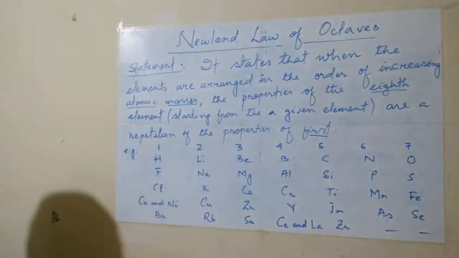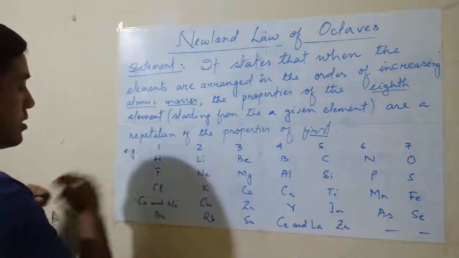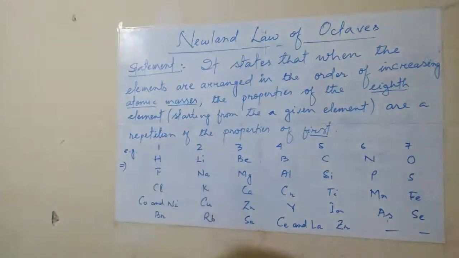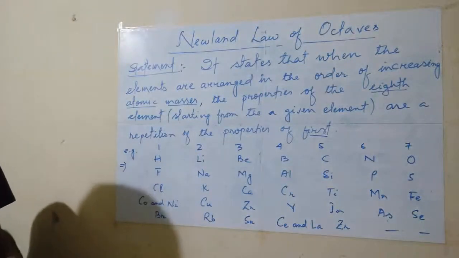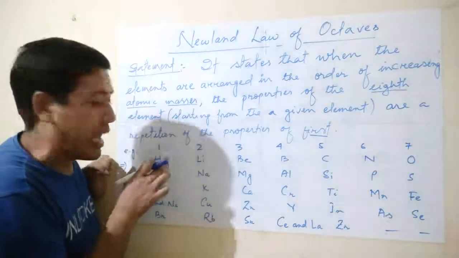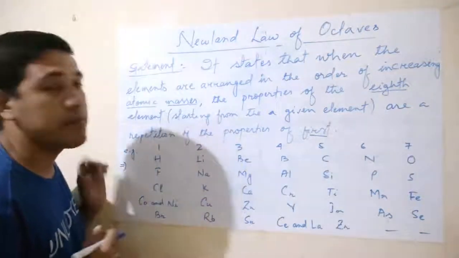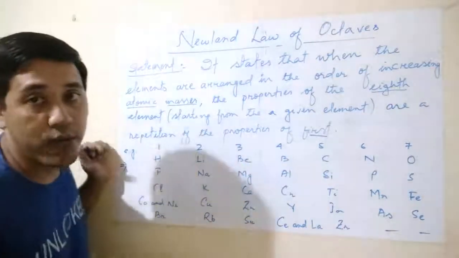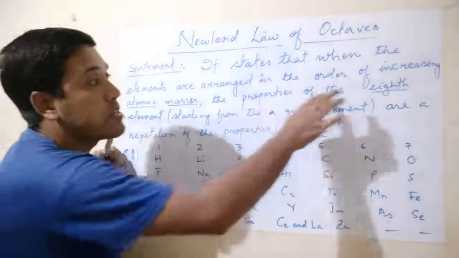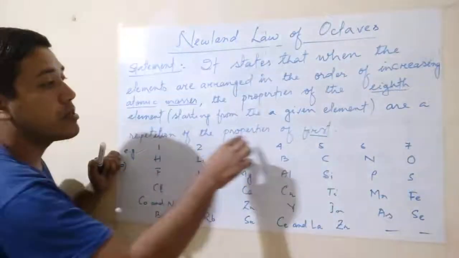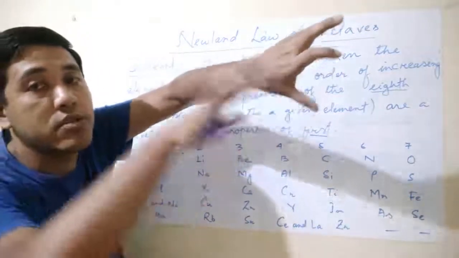Now in this classification, what will happen? This is how Newland classified the elements in this way. He put the elements according to the increasing order of the atomic mass. And again, the second step is that the property of the first element is equal to the properties of the eighth element. That is, the properties of the eighth element are the repetition of the properties of the first element.